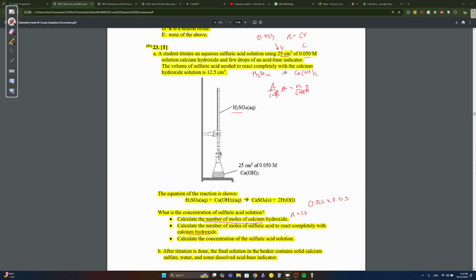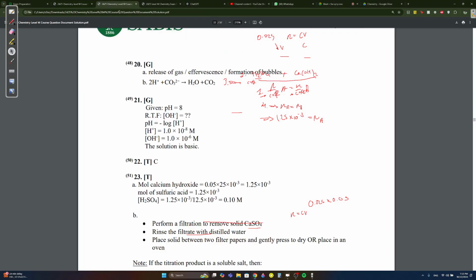Ca(OH)2. When you add them, they're already balanced since they both have the same number of H's. So you're going to say same coefficient, which means you don't put it over any coefficient. So you write this first, this second, this third, and then that means n of the acid is equal to n of the base. That means we said 1.25 times 10 to the minus 3 is equal to the moles of the sulfuric acid. Is that the solution?